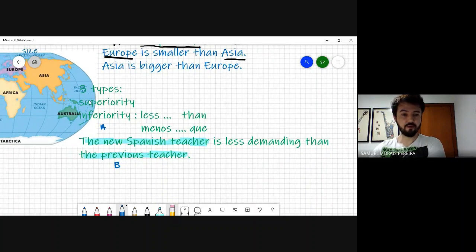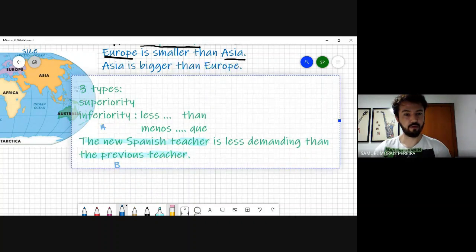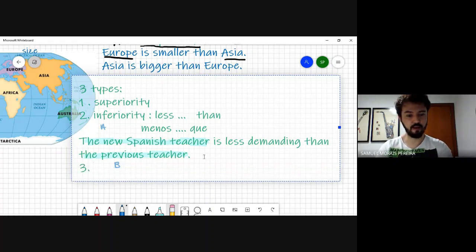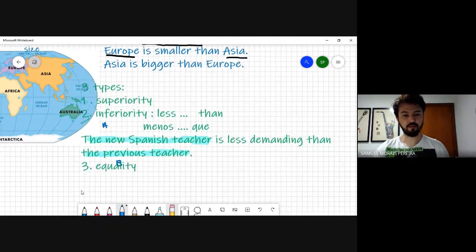And then I have, so this is one, superiority, inferiority, number 2, and then I have the third one, okay? I'm going to write here. So superiority is the first type of comparative, okay? And then you have inferiority as the second type of comparative, and then now I have the third type. The third type is the comparative of equality. Equality. Igualdade, tá bom? The comparative of equality is very simple, okay?